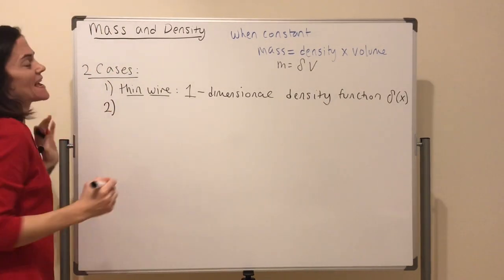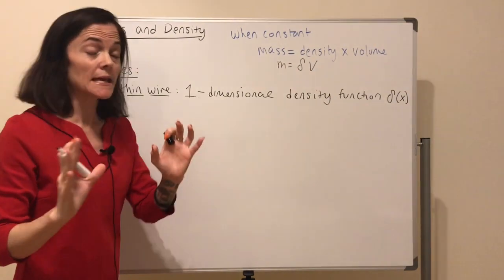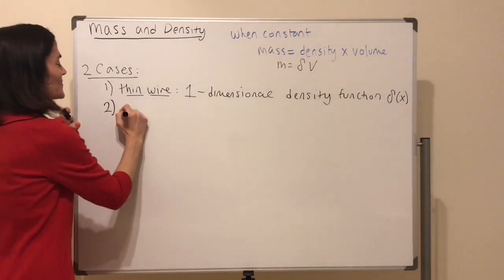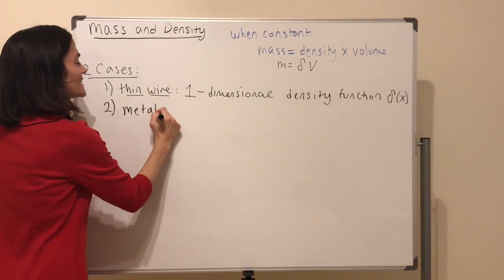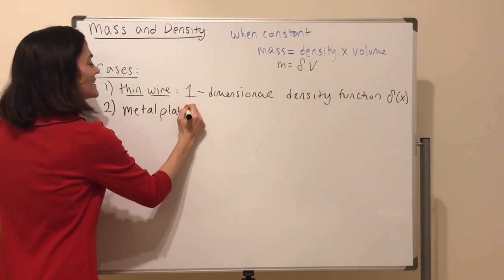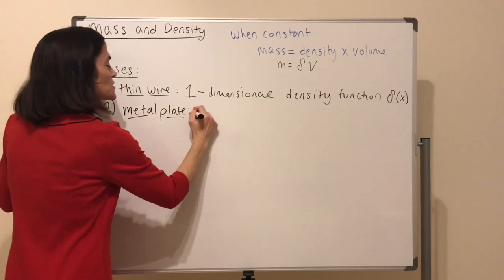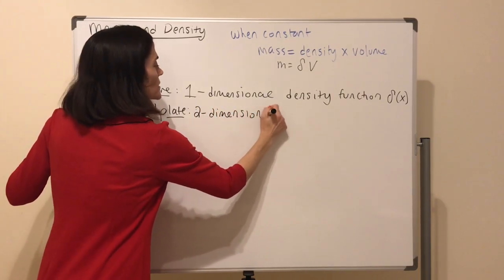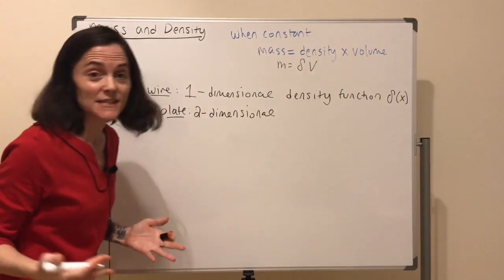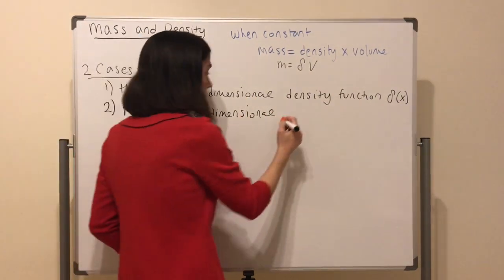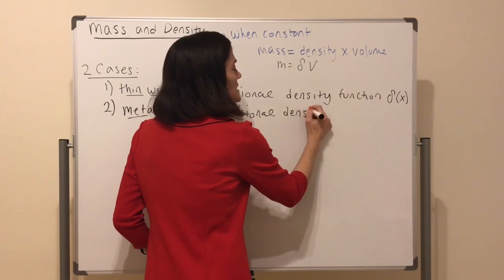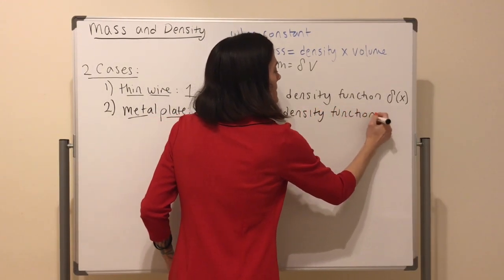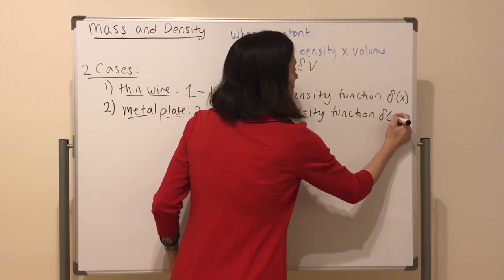The second case that we consider is a metal plate that's two-dimensional. We do not consider all generalities of a two-dimensional metal plate. In this case, the density function, again, is delta of x.